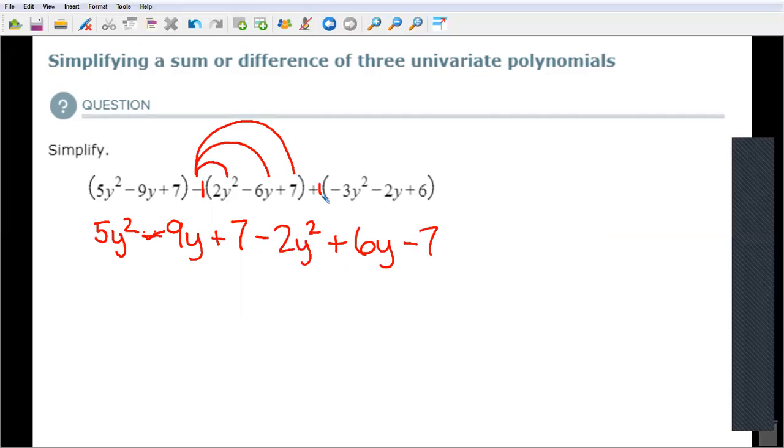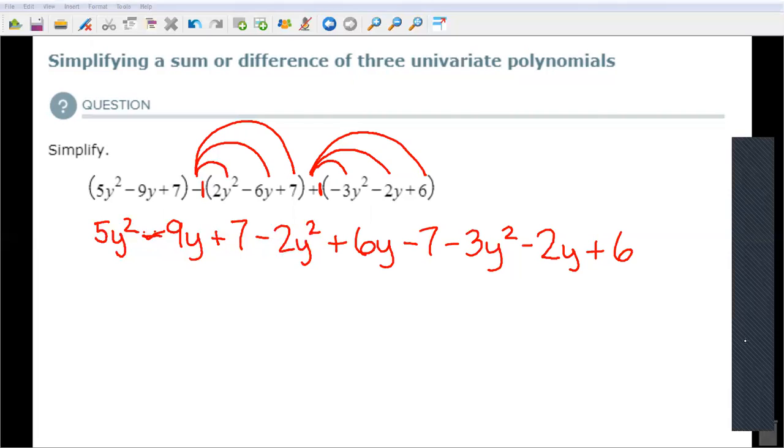And once again, with the plus, you distribute a +1, but we know that when we do that, we're not going to change any of the numbers. So it's just -3y squared. It's -2y, and it's +6. And now you go right back to combining your like terms.